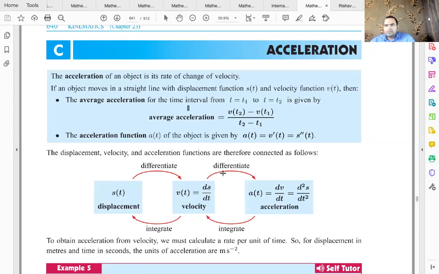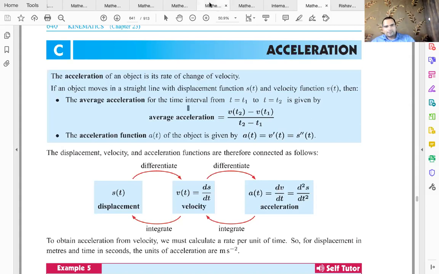So when you talk about the acceleration, since you know the acceleration is the rate of change of velocity, you can say acceleration is the derivative of velocity. So if you have the velocity expression and you differentiate that, you get straight away the acceleration. Or if you have the displacement equation, you differentiate it twice.